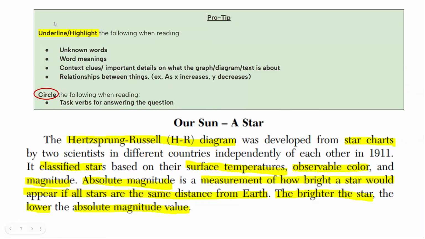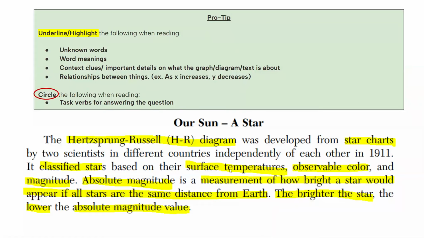So what is magnitude? I underlined or highlighted this, right? In the next paragraph, look, absolute magnitude is a measurement of how bright a star would appear if all stars are the same distance from Earth. So now I'm highlighting absolute magnitude because this seems to be the same as magnitude. And I'm also highlighting the definition of magnitude. So any unknown word meanings you should highlight. And it's a measurement of how bright a star would appear if all stars are the same distance from Earth.